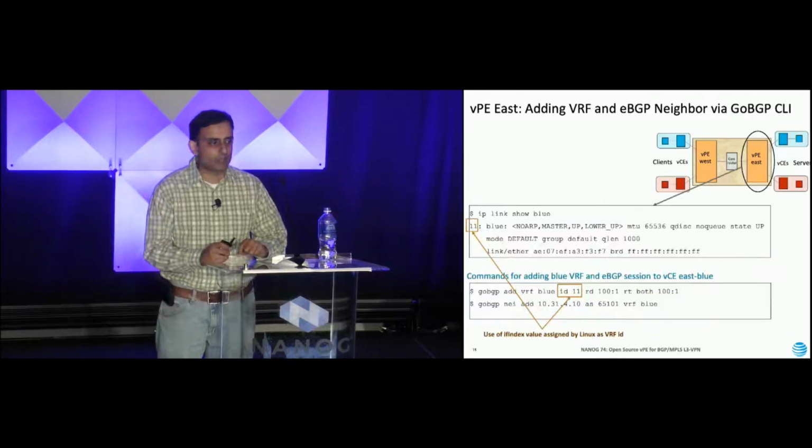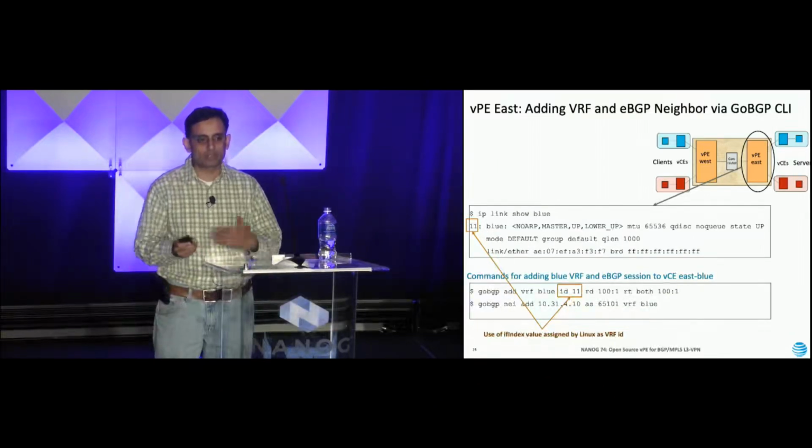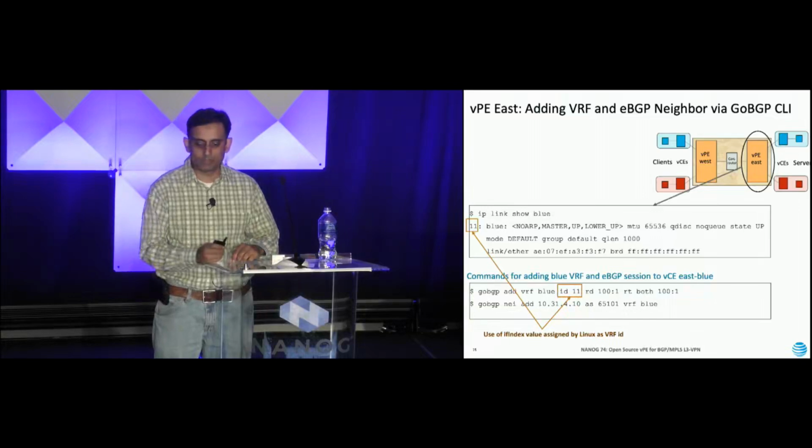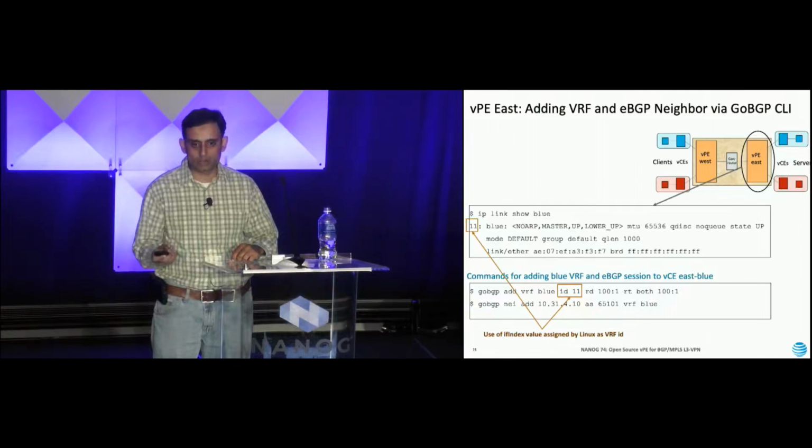The last bit is about configuring VRF and the eBGP neighbor. Now ideally I would have liked to configure them using the GoBGP configuration file, but the GoBGP version that we were using didn't allow VRF configuration. So we had to rely on the GoBGP CLI to do the VRF configuration. You can see that the first command adds the blue VRF along with its route distinguisher and route target. And the next command adds the neighbor session and attaches it to the blue VRF.